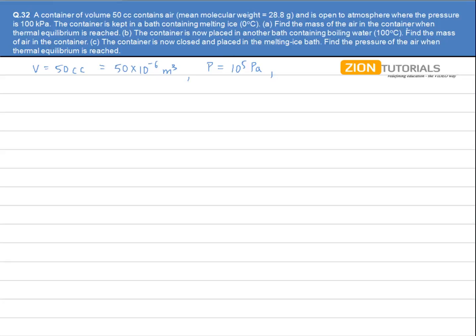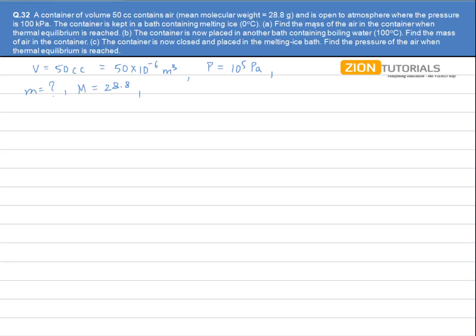Find the mass of the air. So mass we have to calculate. Now molecular mass is given as 28.8, and now temperature we also require, because if we have to calculate mass, then we require the equation PV equal to nRT. So for that we require the temperature.